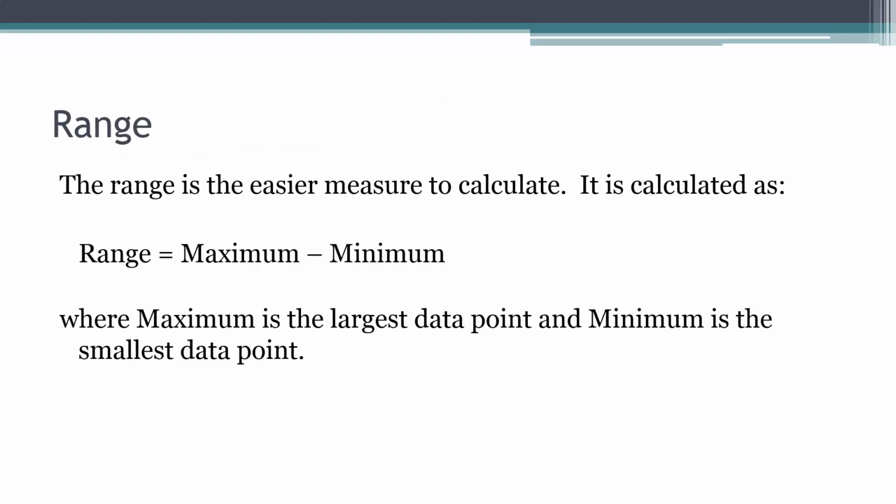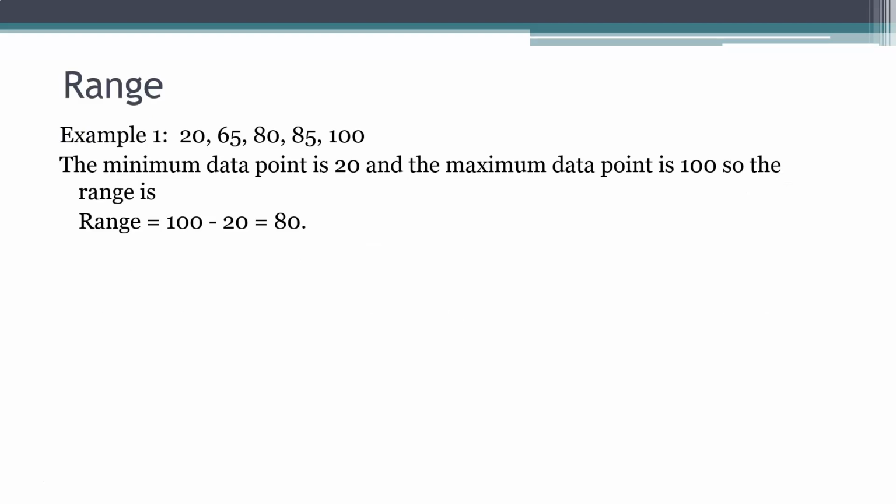So if we start with the range, it is calculated as the maximum data point minus the minimum data point. In this first example, our minimum data point is 20. Our maximum data point is 100. So the difference there is 100 minus 20, which gives us a range of 80. Now, it's not incorrect to say that the data ranges from 20 to 100. However, when they ask for the range, they're asking for that difference, which is 80.